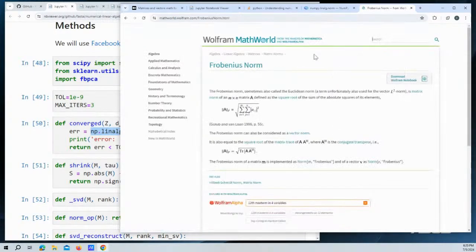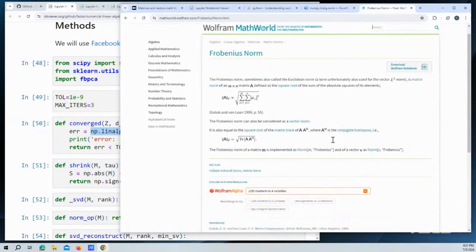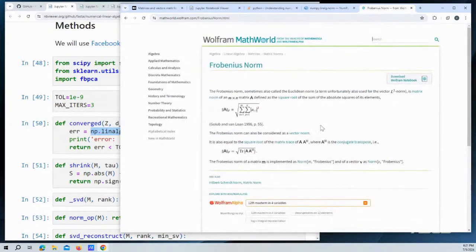Wolfram Alpha. Sometimes called the Euclidean norm, a term unfortunately also used for the vector. Oh yeah, this explains so much confusion. Why can't we mathematicians come up with unique wordings? It is really frustrating me as a learner. Like, can we re-standardize some of these names? I'm just saying, it shouldn't be this difficult to understand what we're talking about and when.